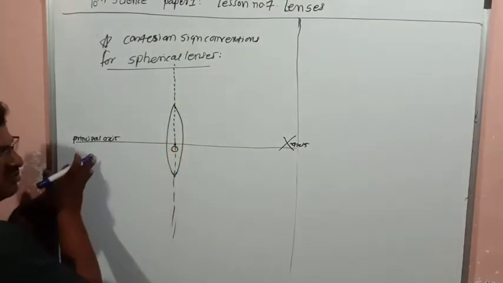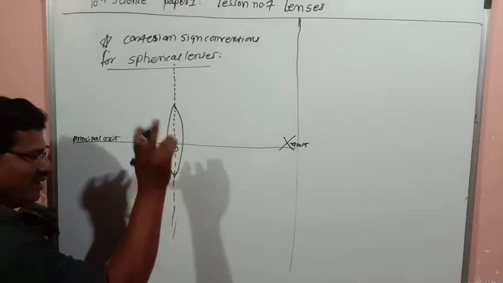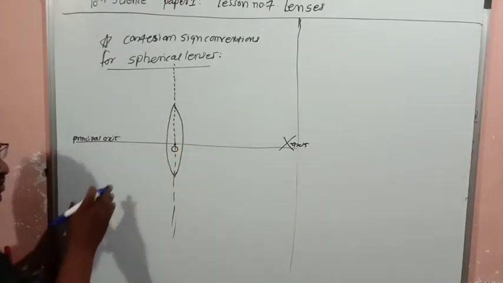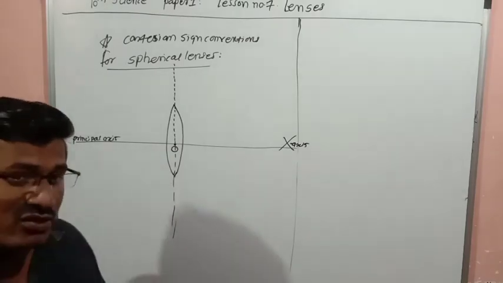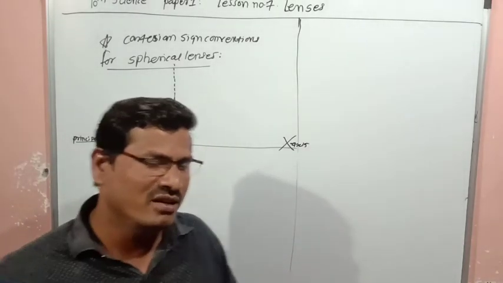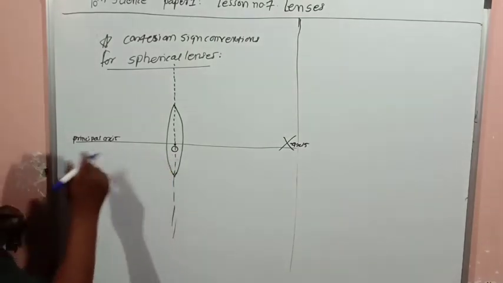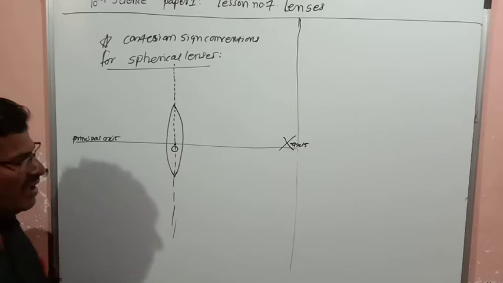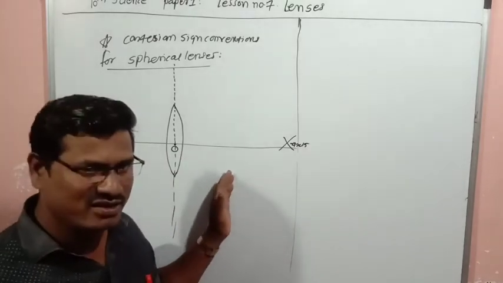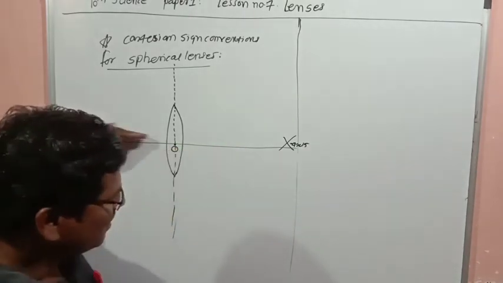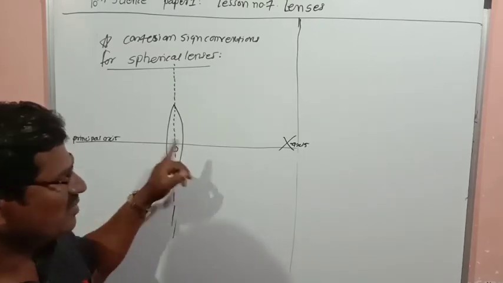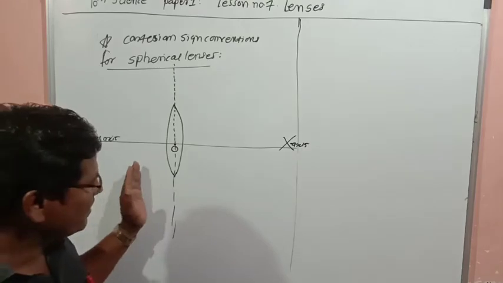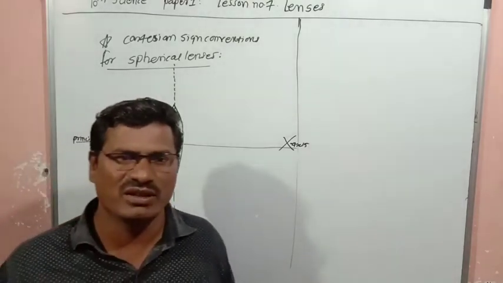Object is always placed to the left of the optical center. In mirrors you say object is always placed to the left of the pole, and here we say object is always placed to the left of the optical center. Again, all the distances parallel to the principal axis are measured from the optical center.